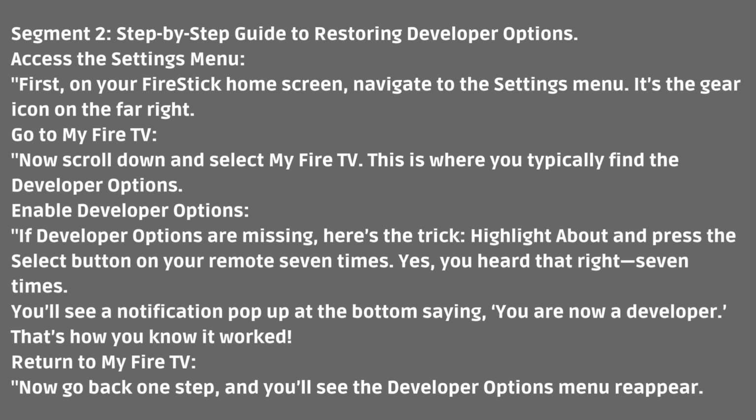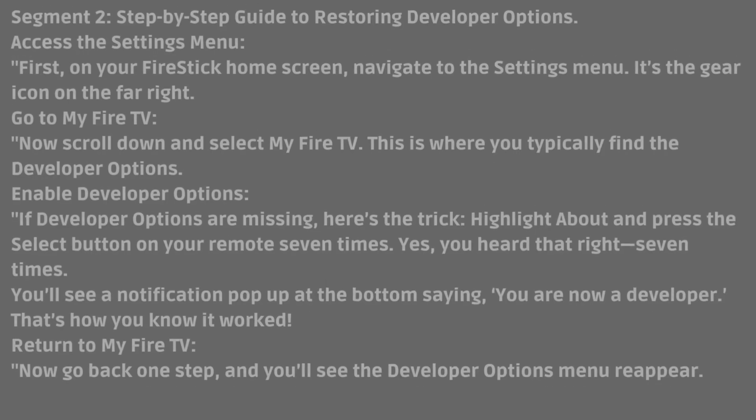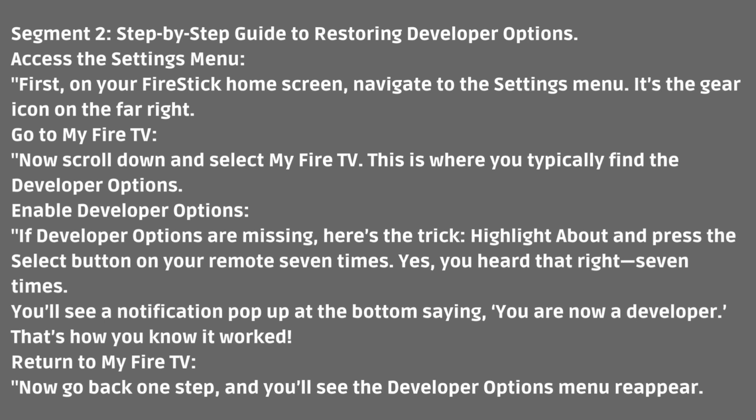Enable developer options. If developer options are missing, here's the trick. Highlight About and press the select button on your remote 7 times. Yes, you heard that right, 7 times. You'll see a notification pop up at the bottom saying, "You are now a developer." That's how you know it worked. Return to My Fire TV. Now go back one step and you'll see the developer options menu reappear.